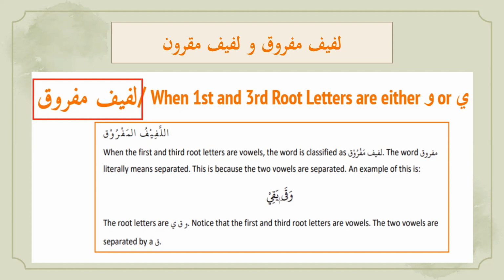The root letters of this word are waw, qaf, and ya. So waw is a weak letter, harf illa, and ya is a weak letter, harf illa. And these two huruf illa are separated by qaf. So there is a farq, there is separation between waw and ya. That's why this is called lafif mafrooq, a lafif word in which the weak letters are separated.